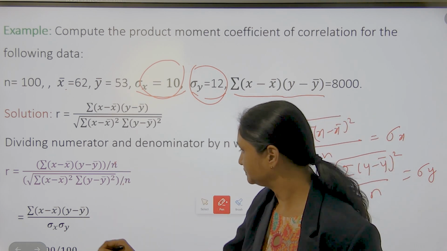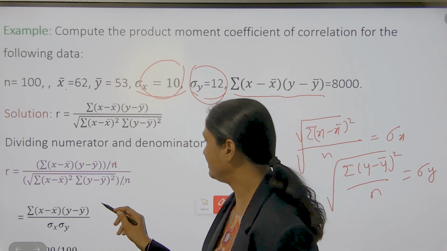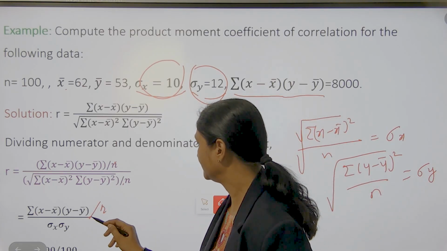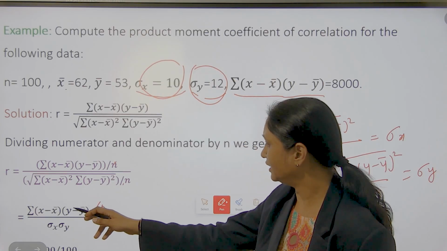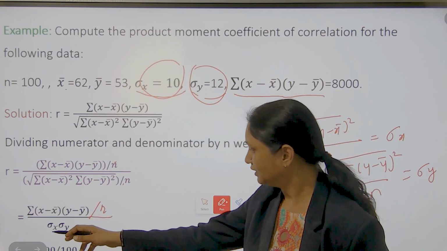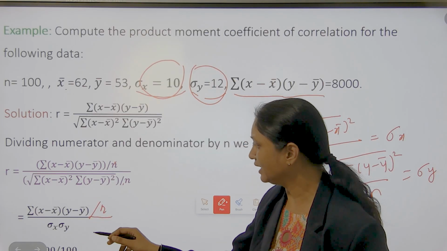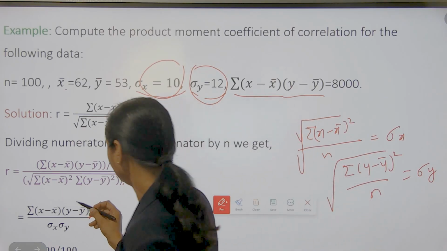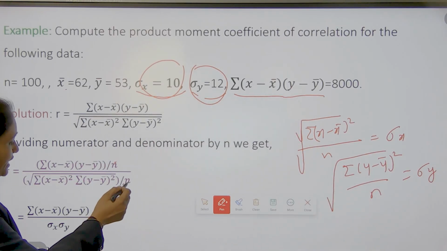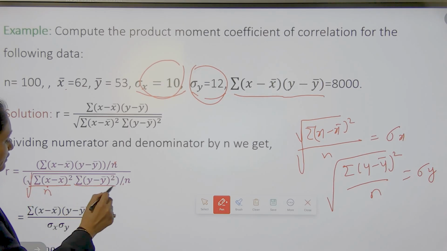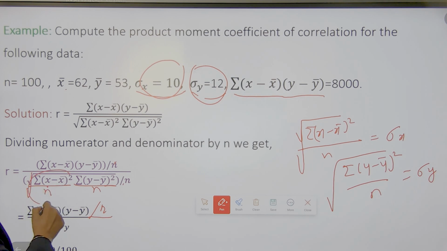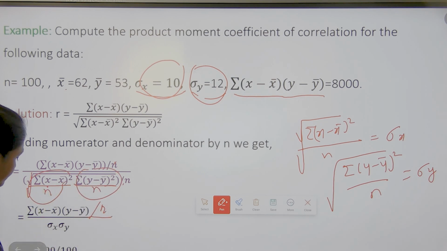So summation x minus x bar into y minus y bar upon n, upon sigma x into sigma y. Here, if we take this n under the square root, we will get this, and this is sigma x and this is sigma y.